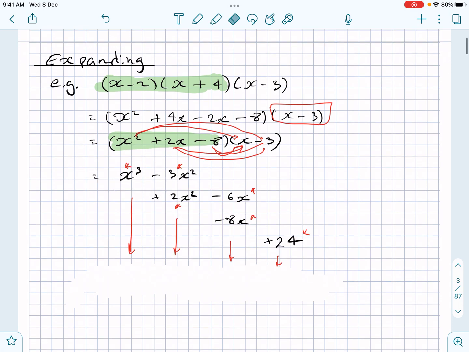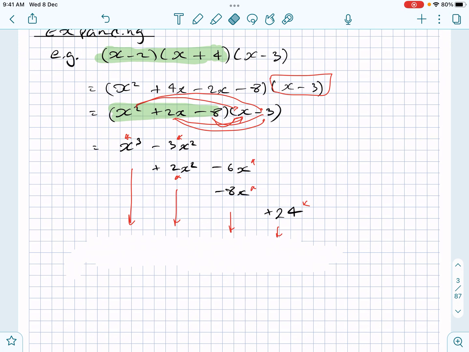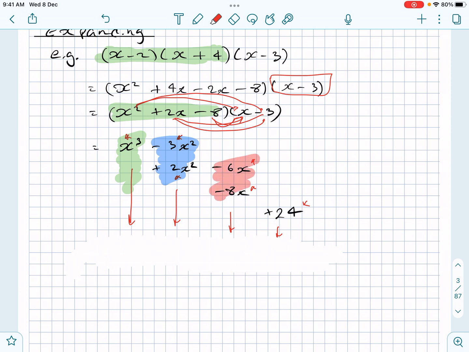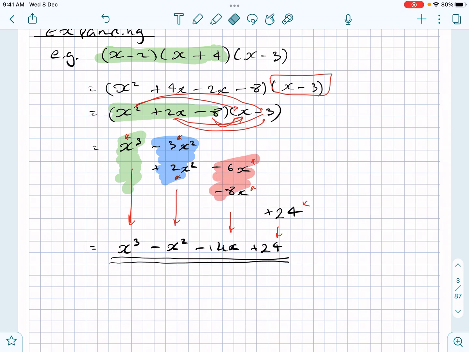Here's my preferred way of laying it out. Lay out the same order in columns. So put all your x cubes in a little column, put all your x squares in a little column, all your x's, etc., etc. So when you come to gather like terms at the end, all you're doing is adding up the column. Okay, and that's how you expand a triple bracket.